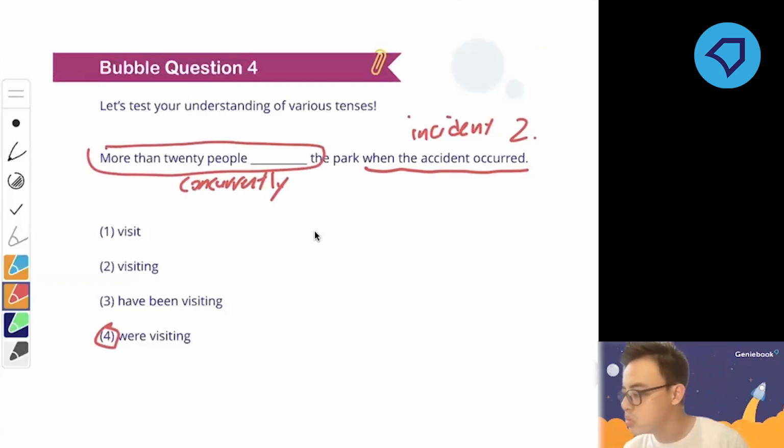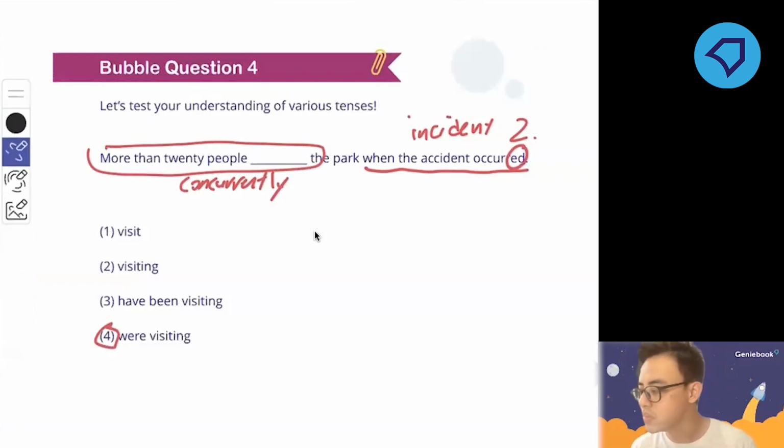So more than 20 people were visiting the park when the incident happened. Now we also know that it's past tense, it cannot be have been visiting because of the word occurred, O-C-C-U-R-E-D. The word occurred tells us that it happened in the past. At that time, this other incident was happening. People were visiting the park. So the answer is number 4.